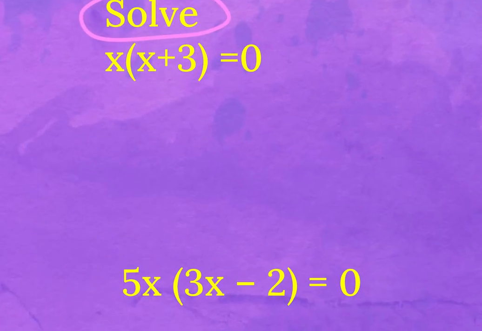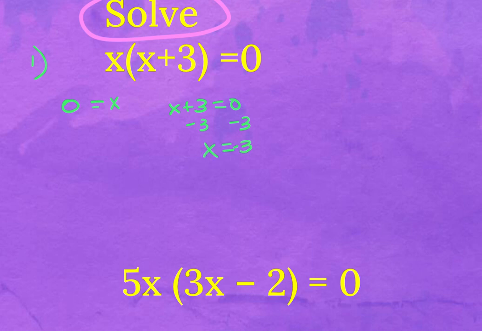So I look at the first one. I want to make sure it's set equal to 0, and it is. Actually, let me number this. This is number 1. It is already set equal to 0, and then I want to see if it can be factored. This one is already factored, so I just split and solve. I would set x equal to 0 and x plus 3 equals 0, and then subtract the 3, and x is negative 3. The other one's already solved for 0. So x would equal negative 3 and 0.